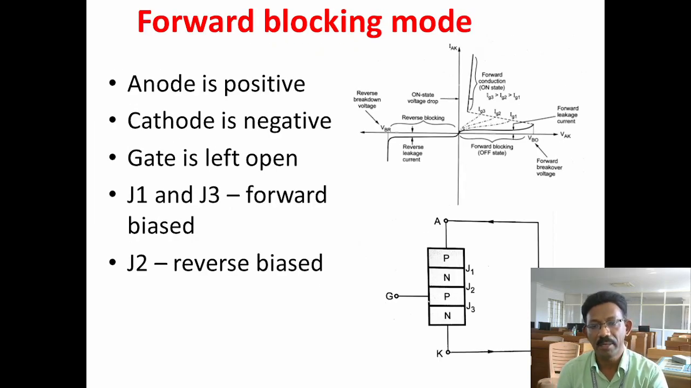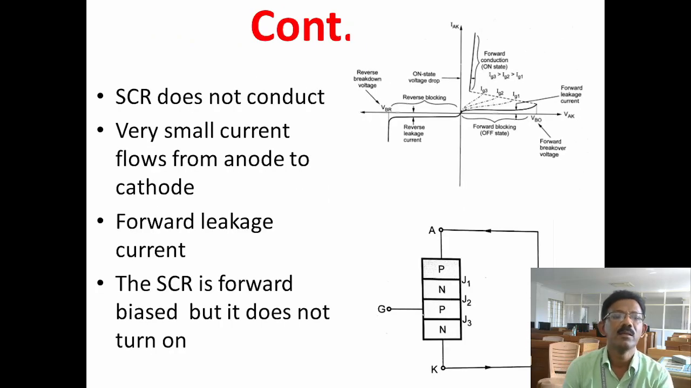Then forward blocking mode. In this mode, anode is positive with respect to cathode and the gate is left open, so that junctions J1 and J3 are forward biased, J2 is reverse biased. As gate is not given any supply or pulse, SCR does not conduct. A very small current flows from anode to cathode. This current is called forward leakage current. SCR is forward biased but it does not conduct.